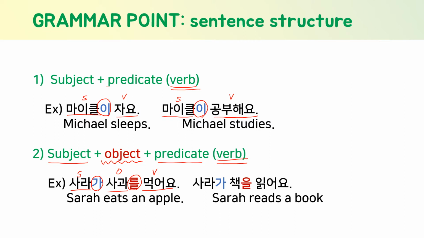Another example here is 사라가 책을 읽어요. So here, the subject is Sara, and the predicate, the verb, is 읽어요, 읽다, to read. And then the object: Sara reads what? The object, 책, which means a book. So the subject particle 가, 사라가, the object particle 을, 책을, 읽어요. So Sara reads a book, 사라가 책을 읽어요. Please remember these two sentence structures.